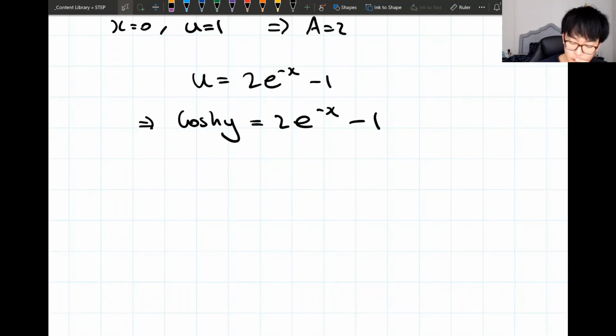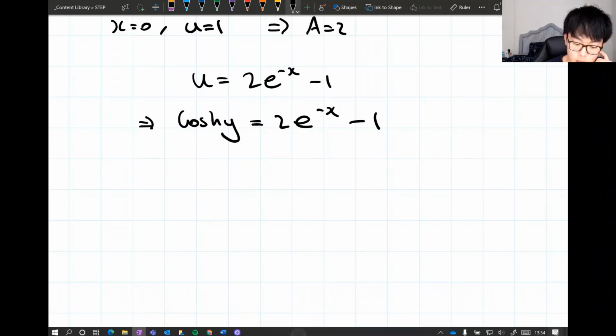Now, first thing to realize is that if x approaches positive infinity, then e to the power minus x approaches 0, and so cosh y approaches minus 1, which is a contradiction because cosh is always positive. And so we just need to consider when x approaches minus infinity. Another thing to realize is that y can approach positive infinity, and similarly y can approach minus infinity. Since cosh y is an even function for all y, we can just consider when y approaches, say, positive infinity, and then put a plus and minus sign on the right hand side to give our final solution.